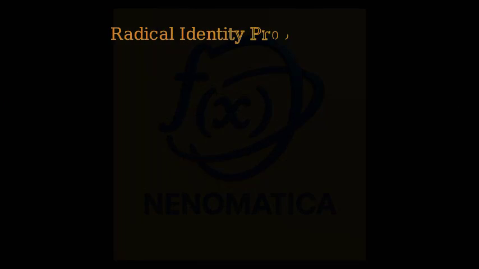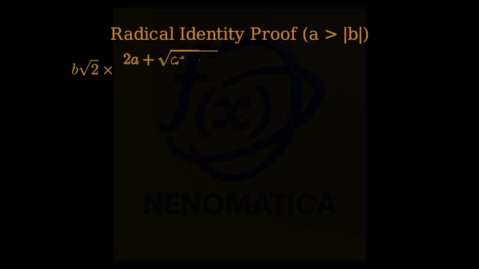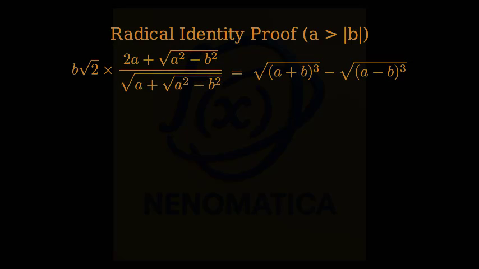We will prove a radical identity step by step following the given algorithm. We want to show that b times square root of 2 multiplied by the fraction equals the square root of (a plus b) cubed minus the square root of (a minus b) cubed.